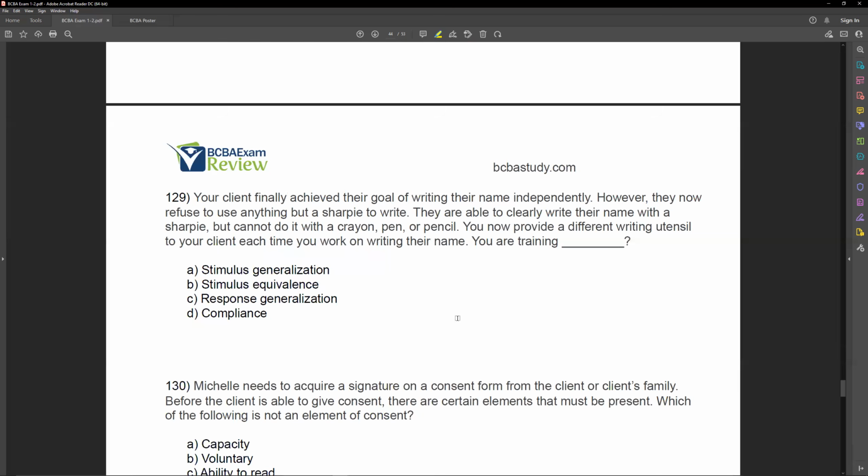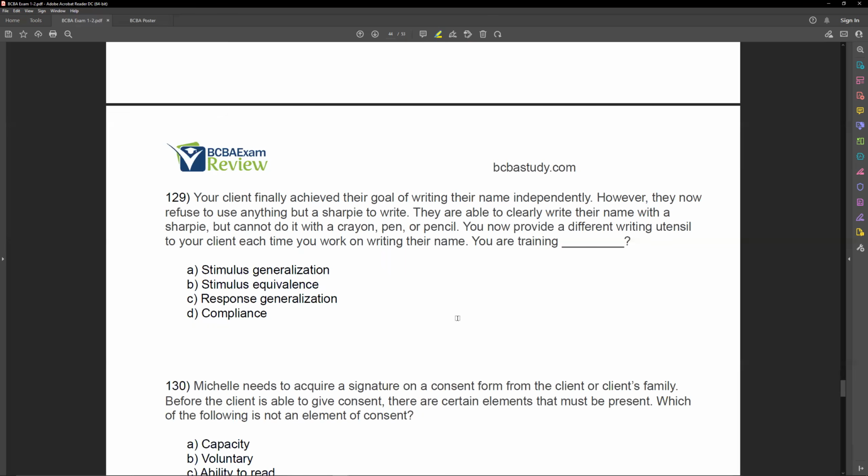129, your client finally achieved their goal of writing their name independently. However, they now refuse to use anything but a Sharpie to write. They are able to clearly write their name with a Sharpie, but cannot do it with a crayon, pen, or pencil. You now provide a different writing utensil to your client each time you work on writing their name. You are training what?